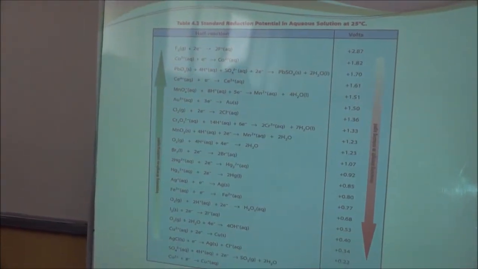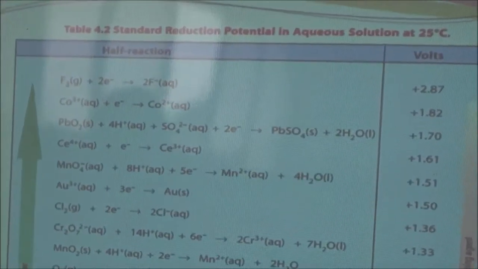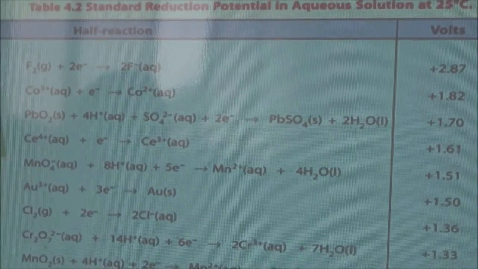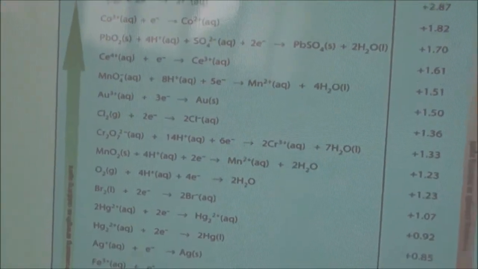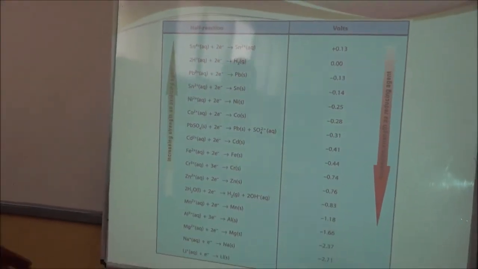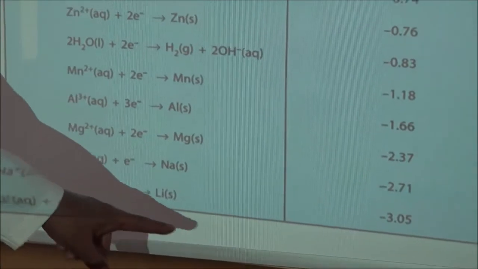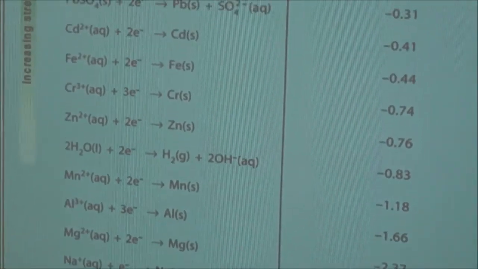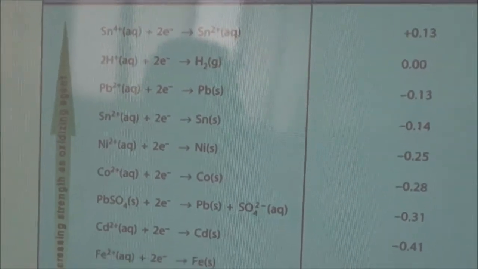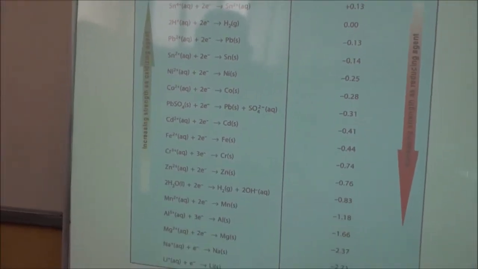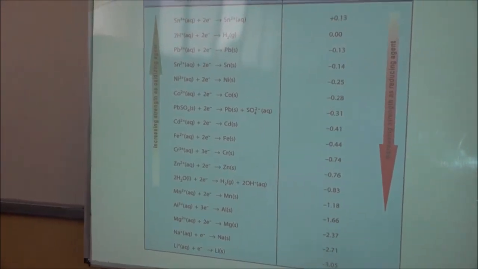Fluorine has the highest reduction potential value, which implies it is the most oxidizing agent, and it can easily get reduced. The other point: from all, the least value is lithium. The reduction value of lithium plus to lithium is -3.05. It is the least reduction potential value, which implies it is the most reducing agent, and it can easily get oxidized. These points are very important.